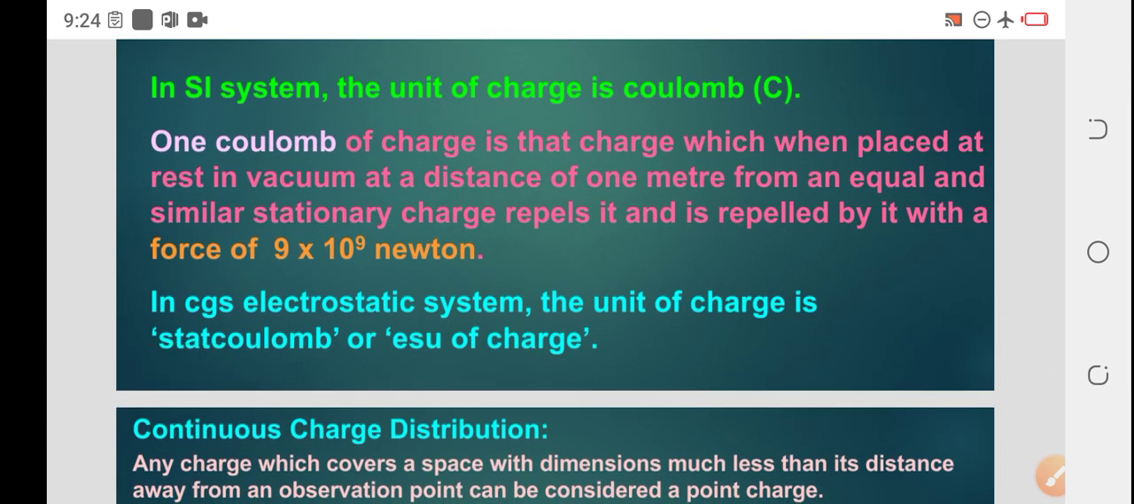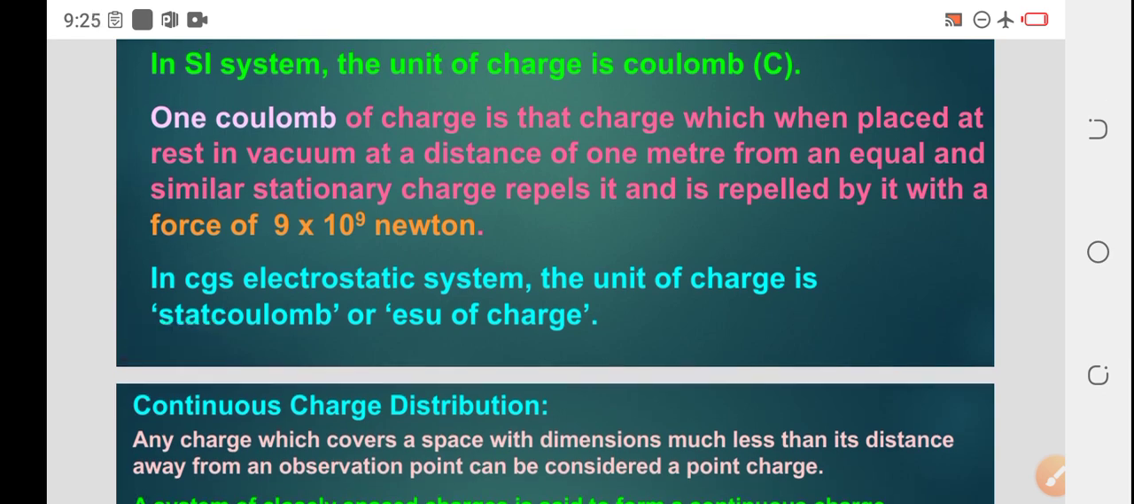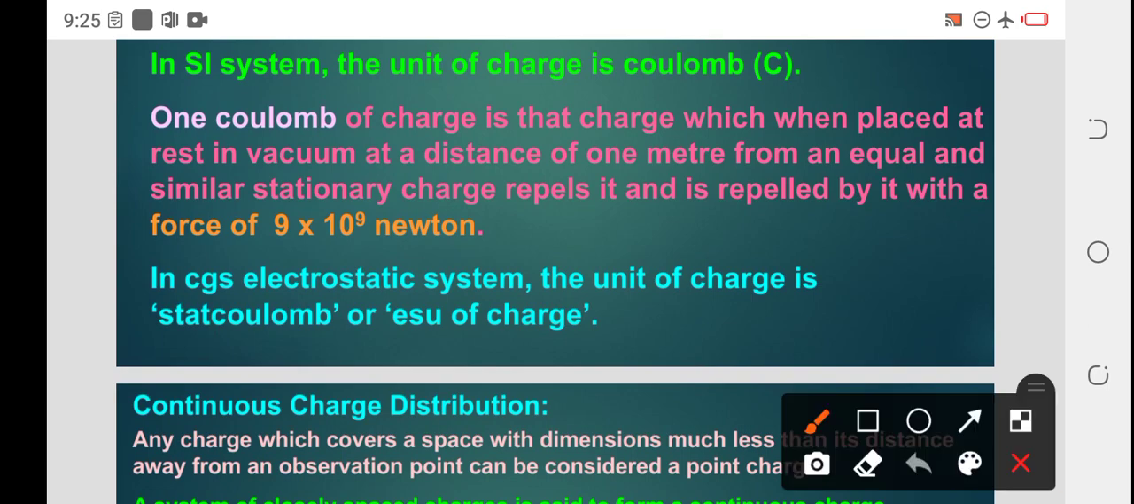Here, what is the unit of charge? In the SI system, the unit of charge is called the Coulomb. What is meant by Coulomb? 1 Coulomb of charge is that charge which, when placed at rest in a vacuum at a distance of 1 meter from an equal and similar stationary charge, repels it and is repelled by it with a force of 9 into 10 to the power of 9 Newton. That means you are taking two different charges, charge 1 and charge 2.